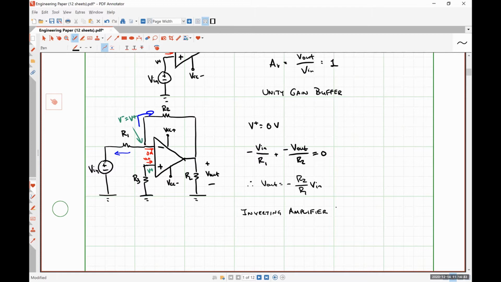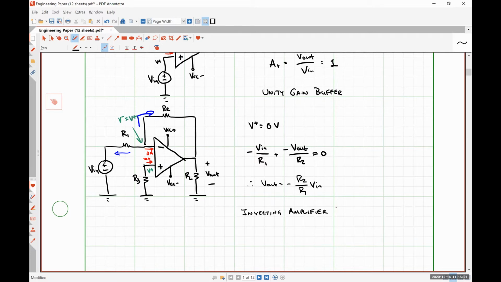Notice here that our gain is defined entirely by the ratio of the resistances. So it's just negative R2 over R1, which means we can amplify signals if R2 is greater than R1, and we can attenuate signals if R1 is greater than R2. So we can use this to make our output voltage larger than our input or smaller than our input, but it's always going to have that associated negative sign with it. So if we wanted to get rid of that negative sign, we would have to just chain two of them together. We'll talk about that more on Wednesday.